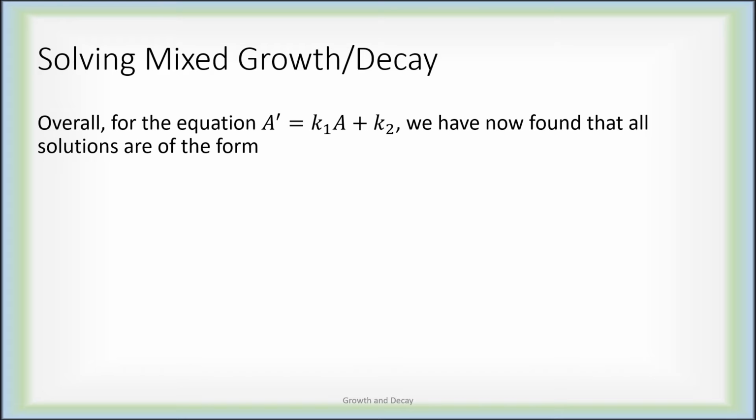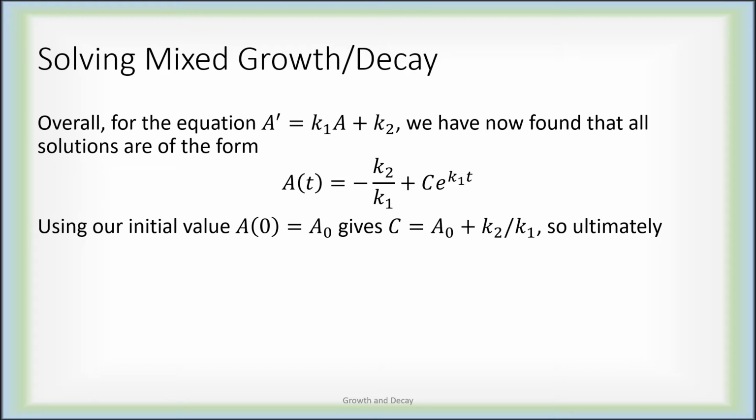So since we have found a solution to the complementary homogeneous equation and one particular solution, we now have all solutions. It must be of the form, the particular solution, negative k2 over k1, plus an unknown constant times a solution to the complementary homogeneous equation, e to the k1t. So this now describes all solutions to a prime equals k1a plus k2. The initial value, however, was that a of 0 equals a sub 0. Solving that for c gives a naught plus k2 over k1. So plugging that in for the value of c, we ultimately get negative k2 over k1 plus a naught plus k2 over k1 times e to the k1t.